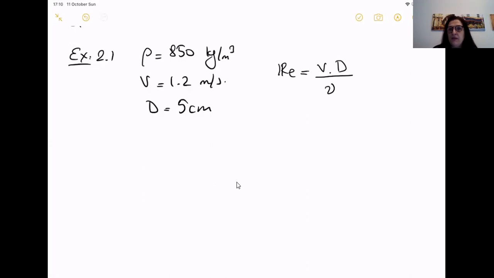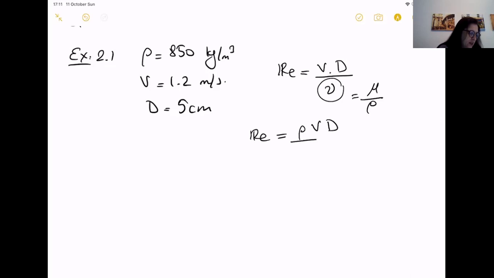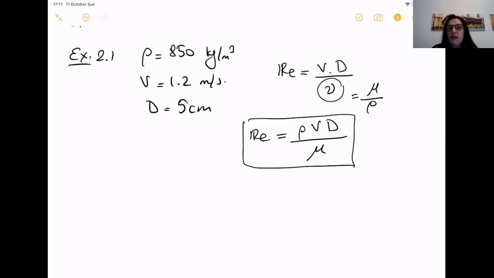Now, in this problem, kinematic viscosity is not provided, but we had been given the dynamic viscosity of the liquid. So what I can do is express this kinematic viscosity by making use of dynamic viscosity divided by density. So if you write the Reynolds equation again, it is density, velocity, diameter divided by dynamic viscosity. So at this point, we know the Reynolds number. All I need to do is calculate the Reynolds number with the given values.